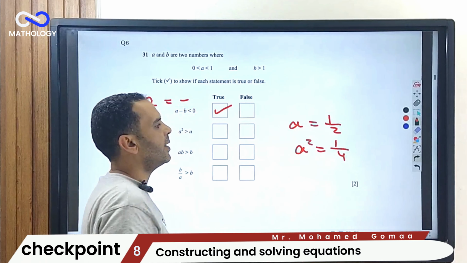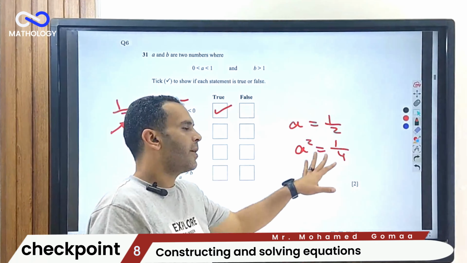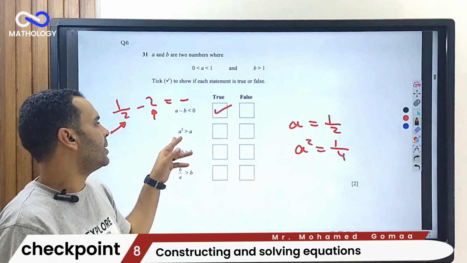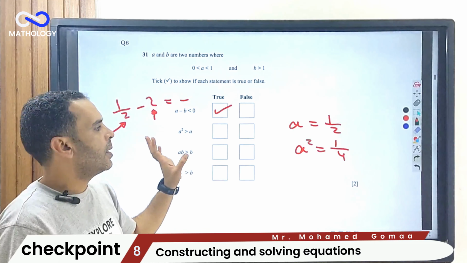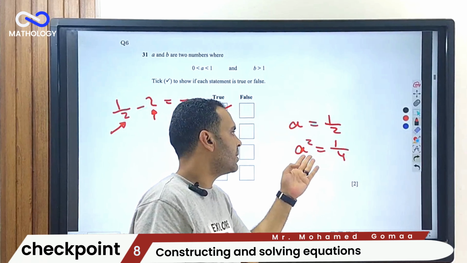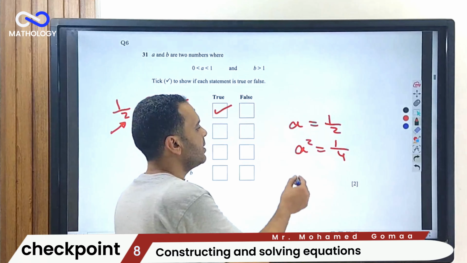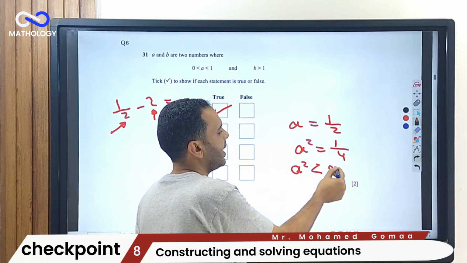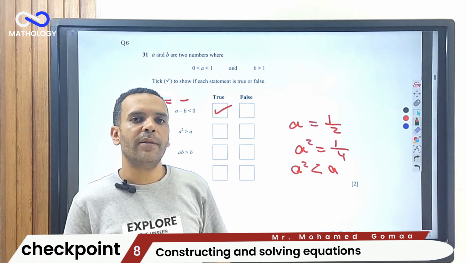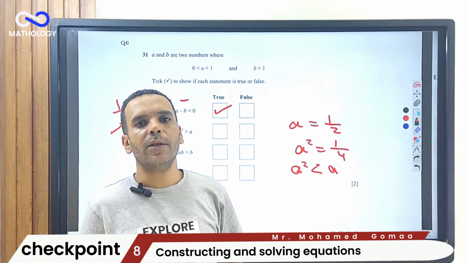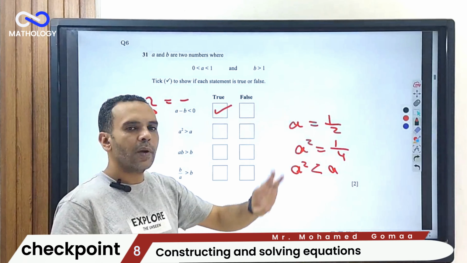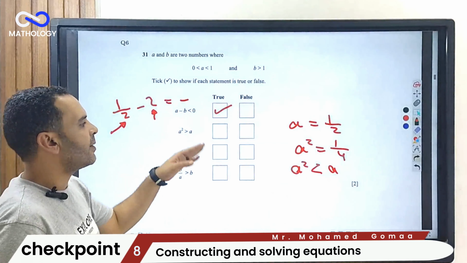Which fraction is greater than the other fraction? a is greater than a power 2. Not the inverse. Here, he said a power 2 greater than a. And when we suppose a equals half, we get a power 2 equals 1 over 4. That means a power 2 is smaller than a. When we square any proper fraction, the result will be smaller than the original number. Like this one, a half, a power 2, 1 over 4. So a power 2 greater than a, that's false.